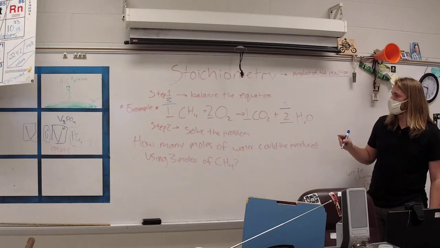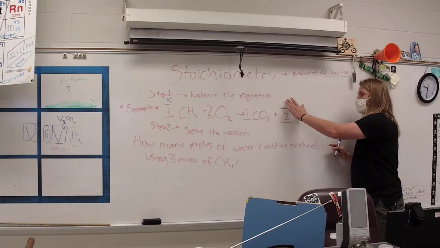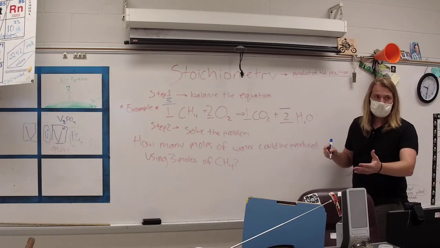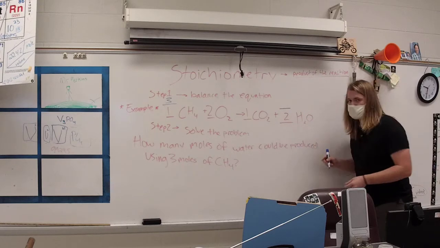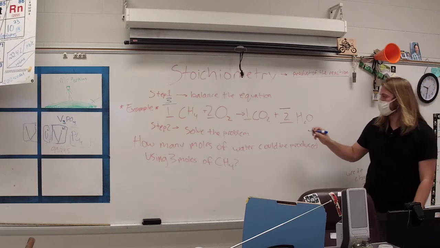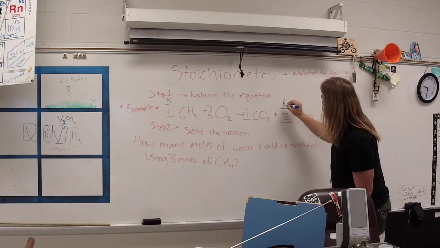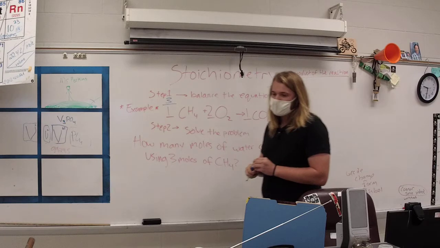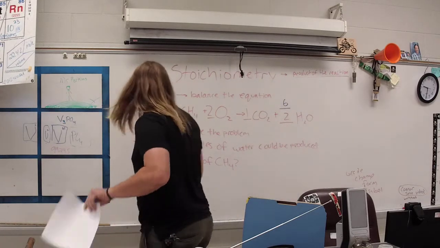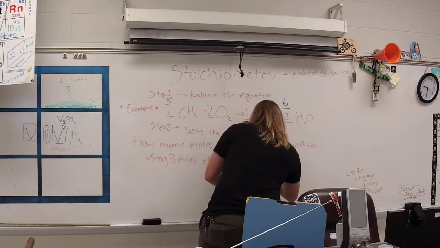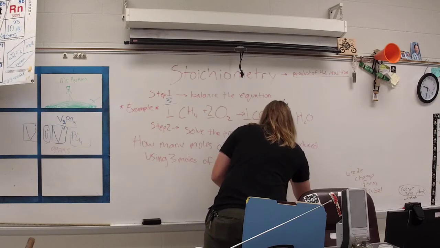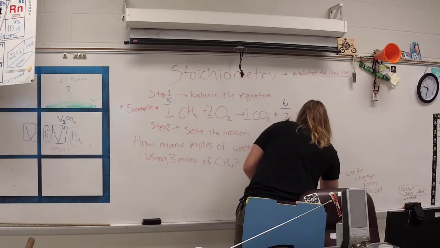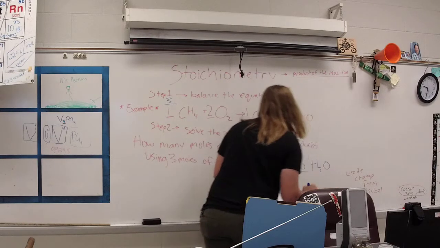What's going to be our value of x? Well, we can just look at this and know that 3 is 3 times larger than 1. So what's 3 times larger than 2? 6, right? We just multiply, and we get 6. So our answer would be 3CH4 gives us 6H2O.